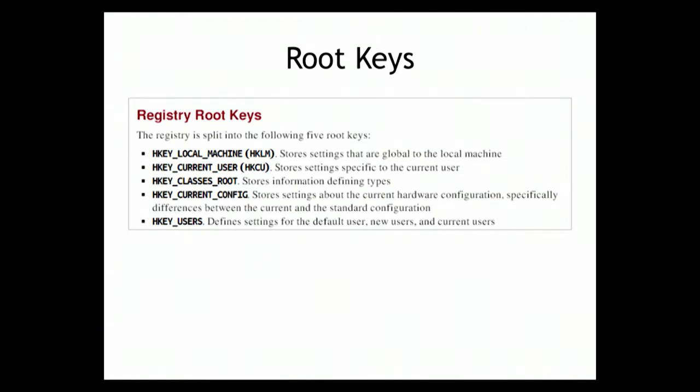Here's generally what they are: settings for the local machine and the current user. This is information defining types like file type, associated things to open, file extensions. Here's the current hardware configuration. So not all the data here was ever stored on the disk. This was formed during POST. When it was probing your hardware to see what you have, it decided what to put in here. And HKEY_USERS defines keys specific to each user.